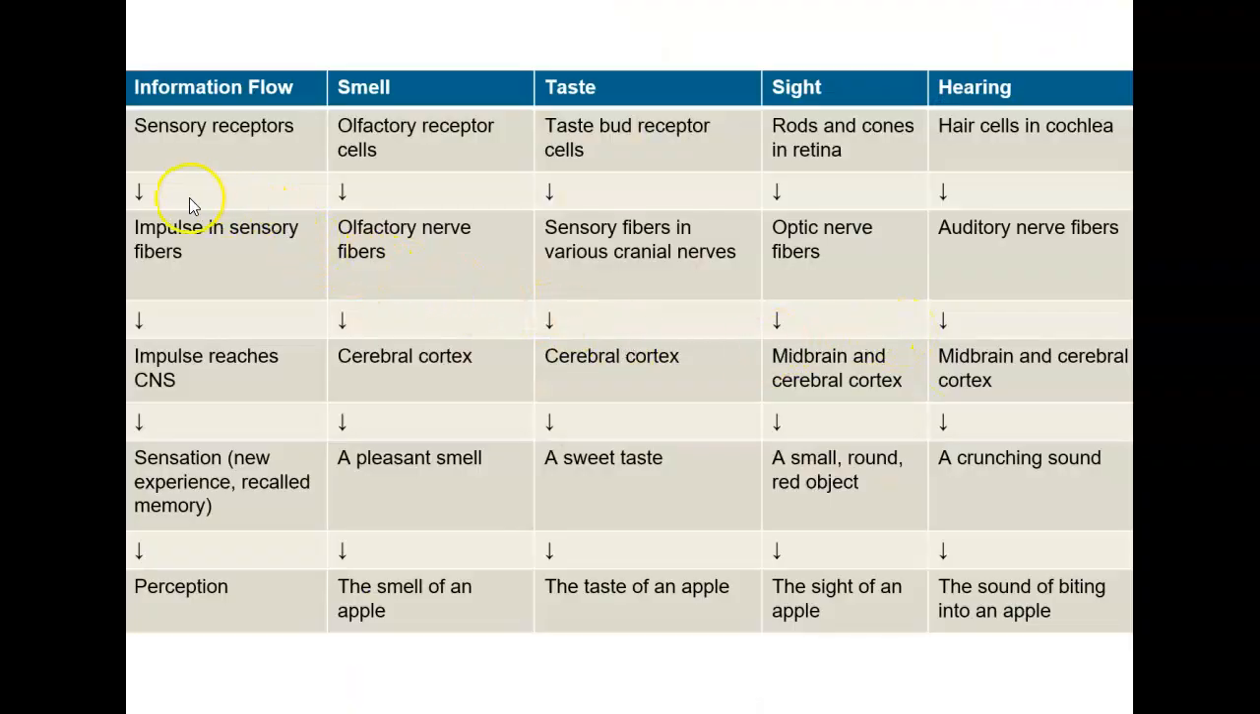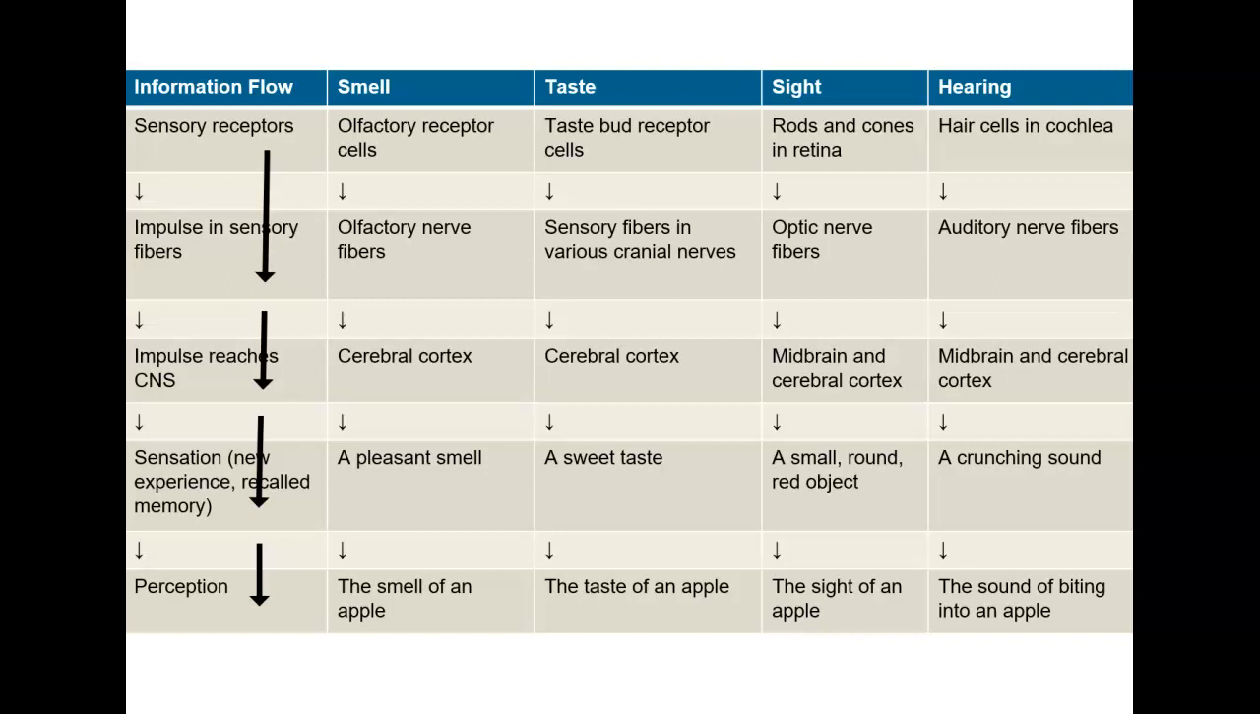This chart right here just shows a flow of information. We've been talking about sensory receptors in the body and in the body organs, and there is a flow of information. The sensory receptors will send the information through nerve fibers. Those will eventually reach the central nervous system, the spinal cord, and then eventually higher up. Sensation will be done by the central nervous system, and then perception, where we make sense of that feeling, will also be done by the central nervous system.